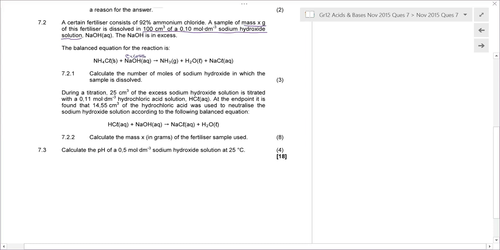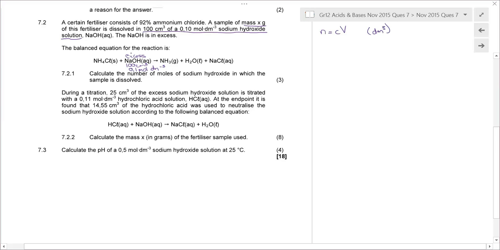So we know that the ammonium chloride is all going to react. The sodium hydroxide solution, we have 100 cm³ of it. So I'm going to put that in. And we also have the concentration, 0.1 mol/dm³. When they give you a volume and a concentration, you can calculate the number of moles according to this equation. Number of moles is concentration times volume. Remember, your volume must be in dm³ because concentration is in mol/dm³.